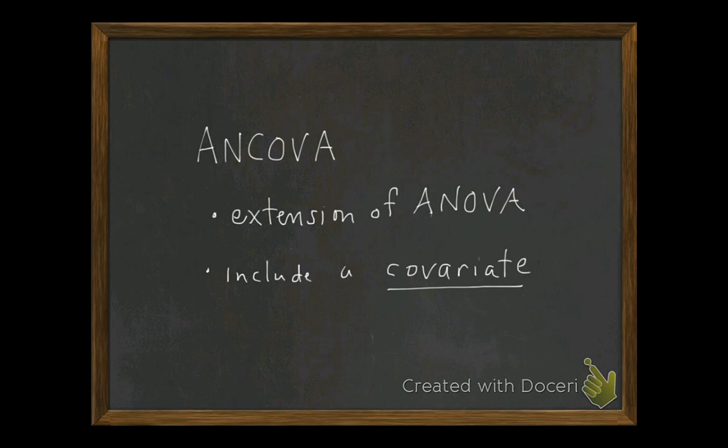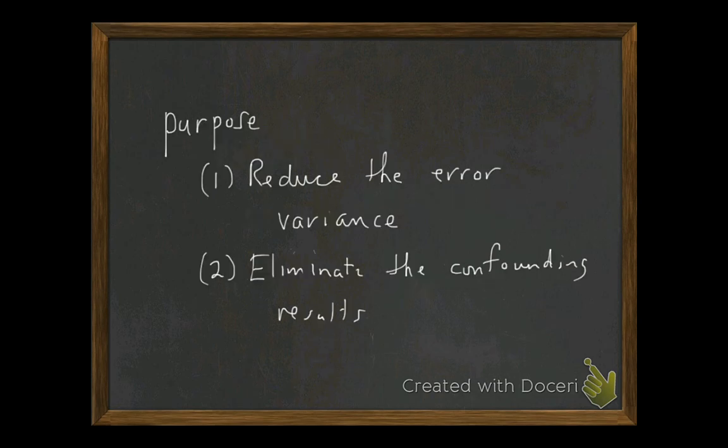What we're trying to explain, and the advantage of ANCOVA is it will reduce the error variance, or at least we should. If not, then the covariate had no effect, and we eliminate the confounding results. At the end of the day, it just gives us more experimental control and allows us to tap in more to the treatment and the effect of the treatment.